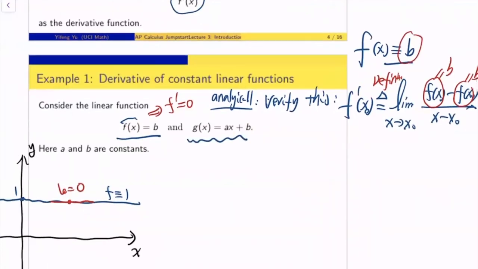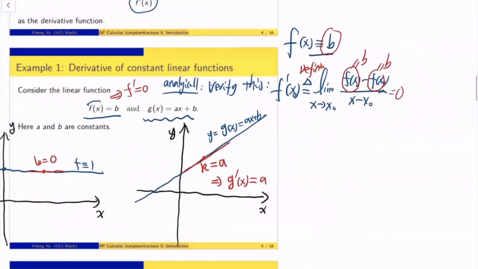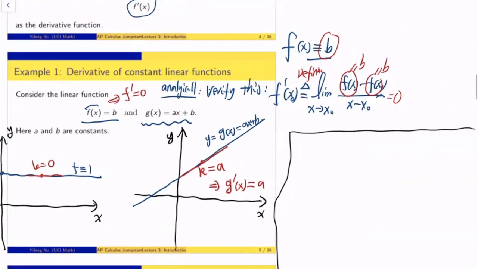Now let's look at the linear case. Let's first geometrically understand what the derivative should be. This is x, this is y, and we have a function g(x) equals ax plus b. If you have a tangent line, what is the derivative? The derivative is the slope of the tangent line. But this itself is a line, so the slope is constantly equal to a. So the derivative is just constantly equal to a. Now let's verify this. Geometrically it's clear: if you have a linear function, the derivative is just the slope. But let's analytically verify it.